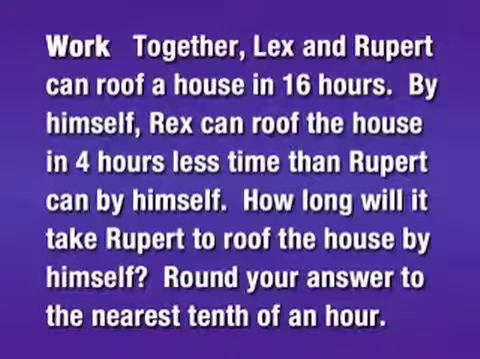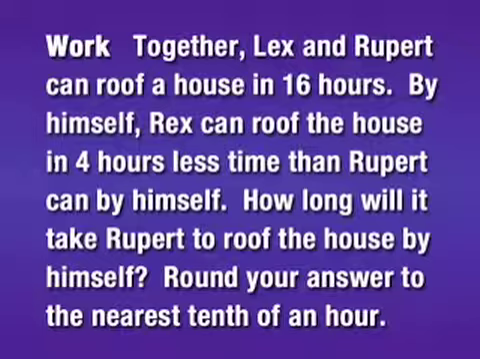Together, Lex and Rupert can roof a house in 16 hours. By himself, Lex can roof the house in 4 hours less time than Rupert can by himself. How long will it take Rupert to roof the house by himself? Round your answer to the nearest tenth of an hour.